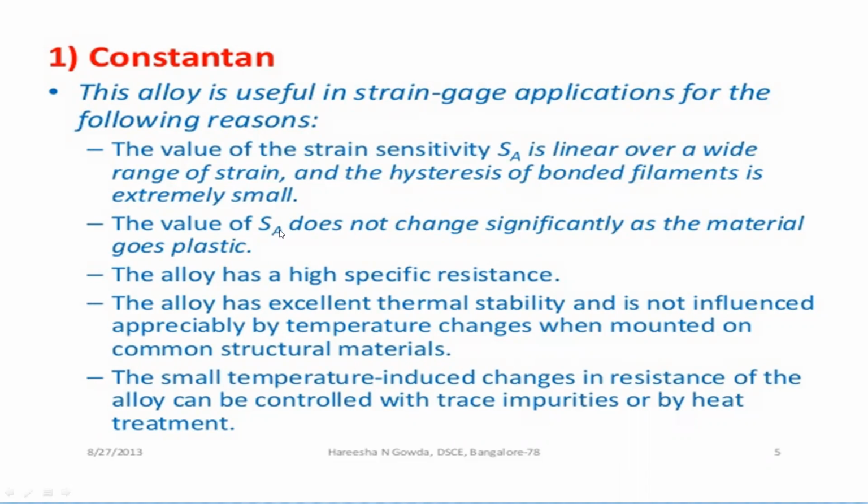Okay, so the value of SA does not change significantly as the material goes plastic. The alloy has a high specific resistance. So in this type of alloy, what do we take? Copper and nickel. This type of alloy has a high specific resistance, so as the percentage of strain increases, the resistance developed in that strain gauge also increases.